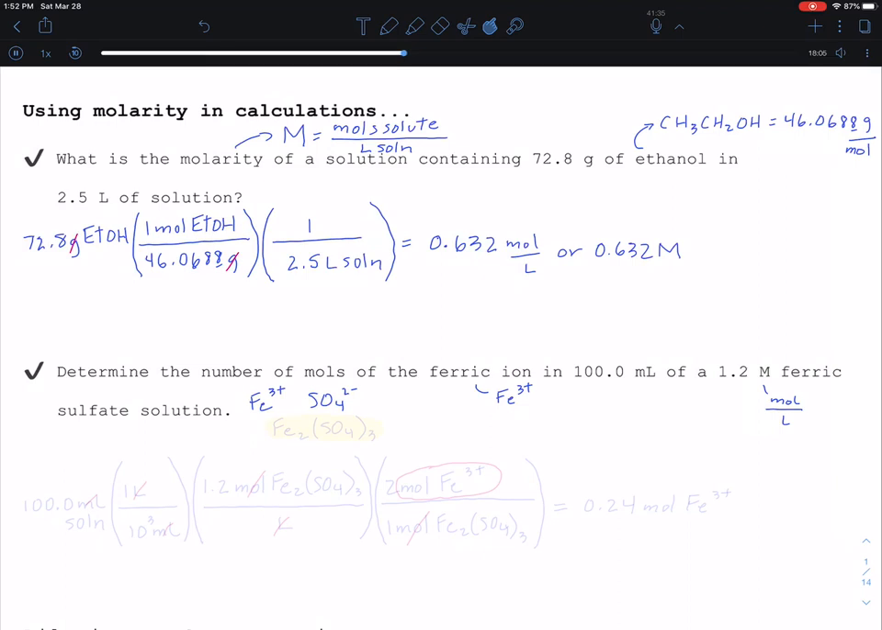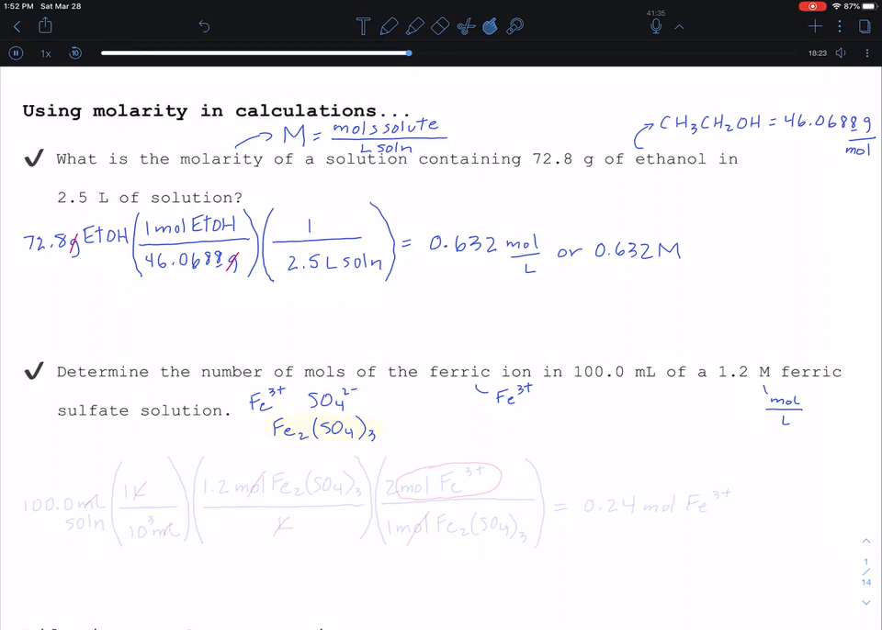When I bring these guys together, I have 2 moles of the ferric ion for every 3 moles of sulfate. And so that's going to be important, right?